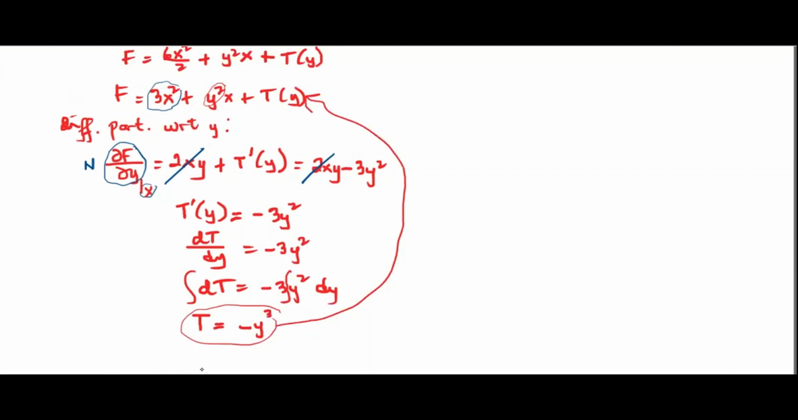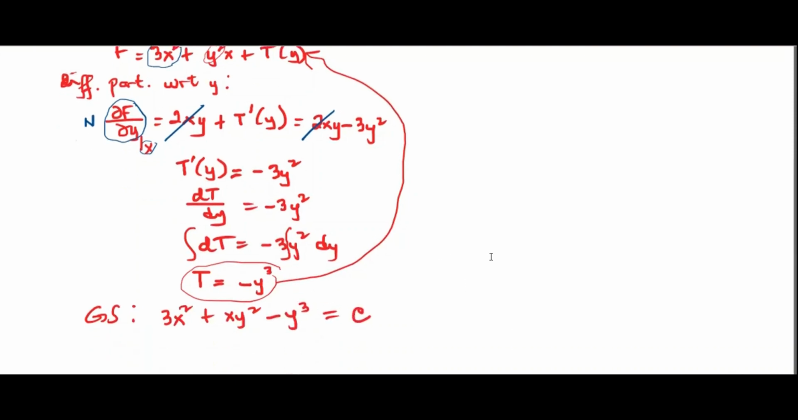And therefore, your function now, your general solution is equal to 3x squared plus xy squared minus y cubed is equal to the constant of integration c. So that is now my general solution. Now, how do you know if your answer is correct?